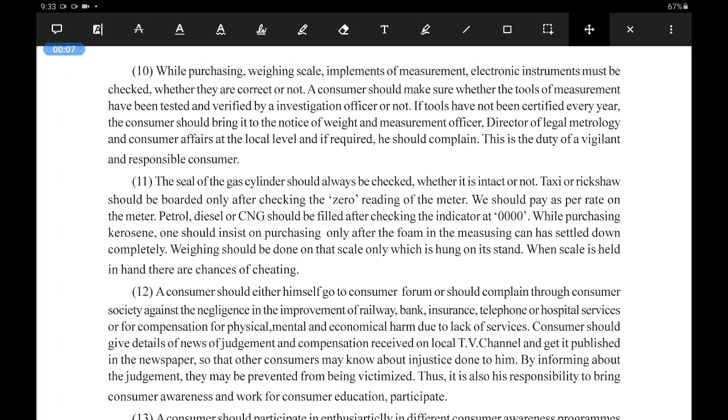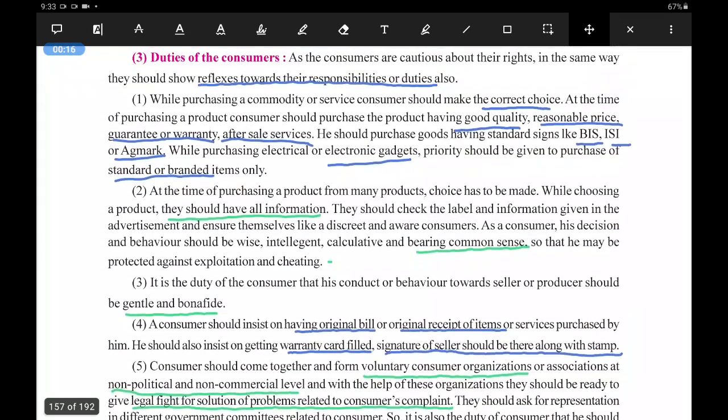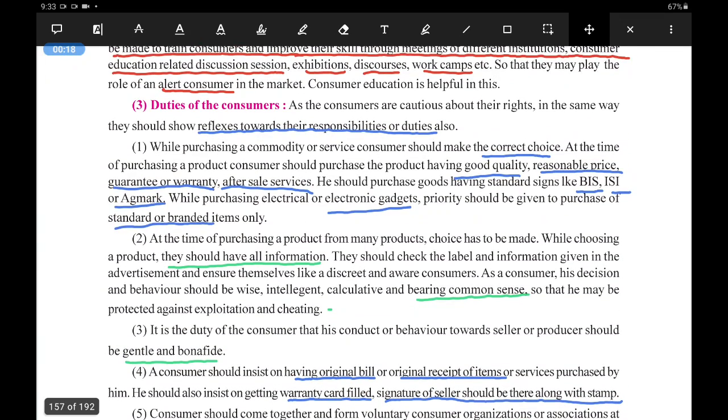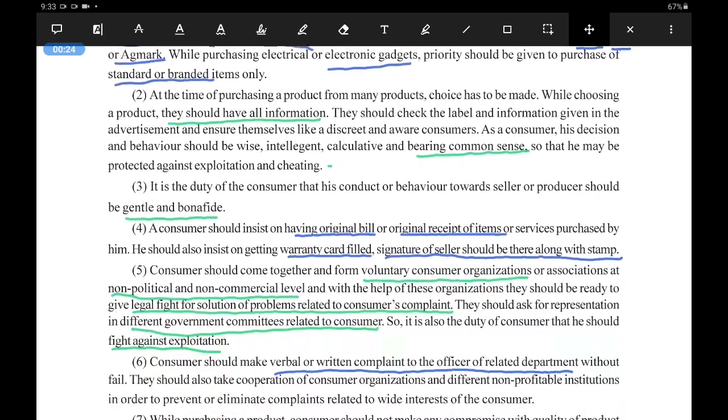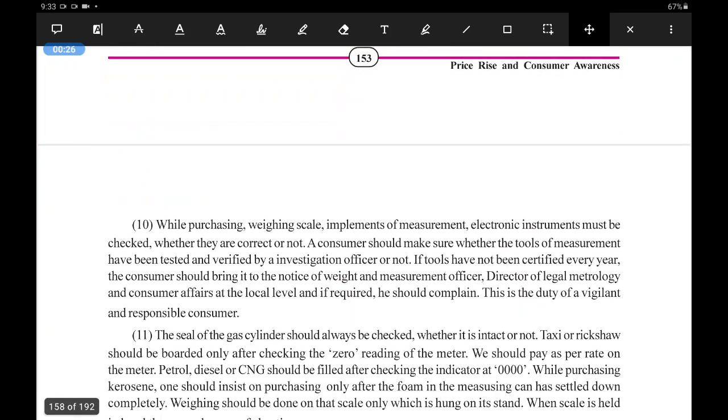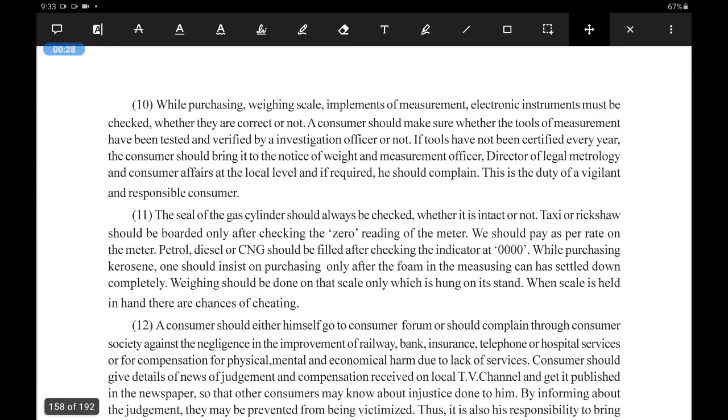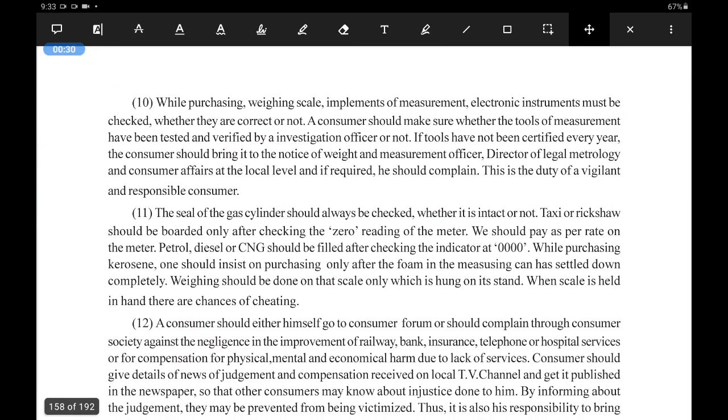This is the 9th video lecture of chapter number 18. In the previous video lecture, we saw the various duties of consumer. Today we will continue that with the 10th point of the duty.